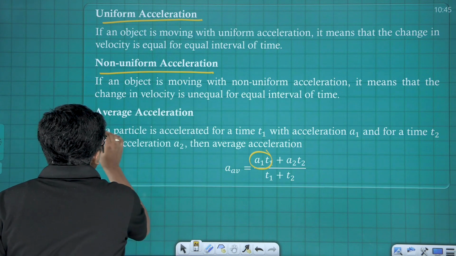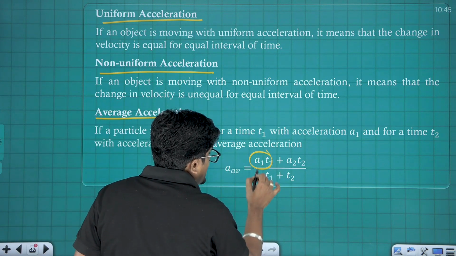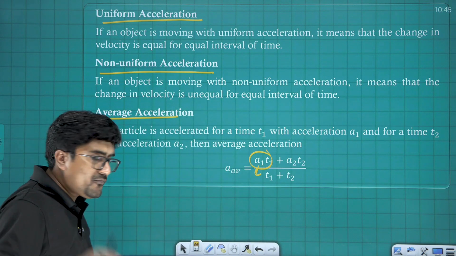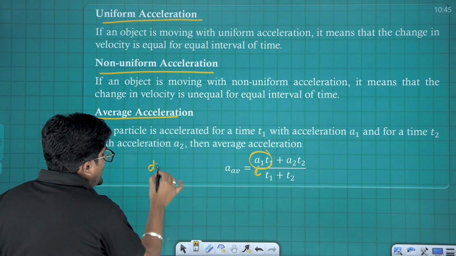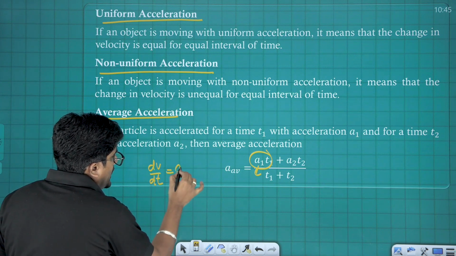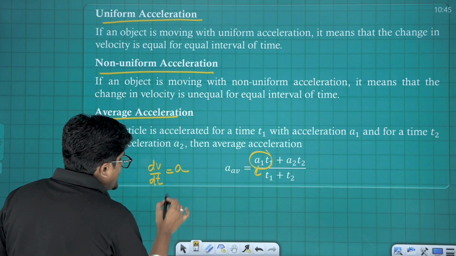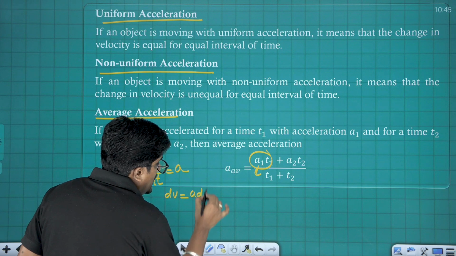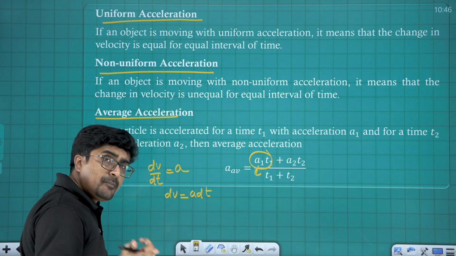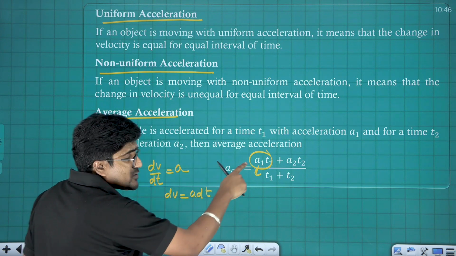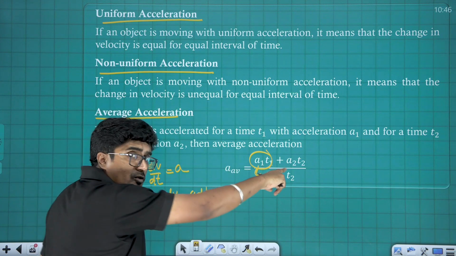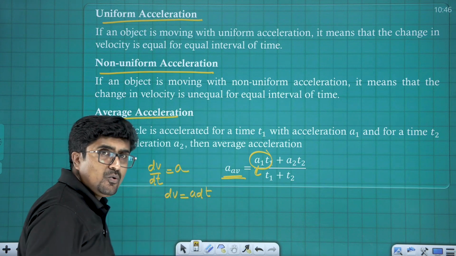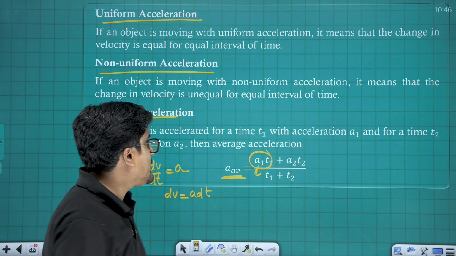Now, average acceleration: if the acceleration is a1 for a time of t1 and a2 for a time duration of t2. You all know that dv by dt equals a, so dv is a into dt. If a1 acceleration is maintained for time duration t1, the change in velocity is a1 t1, and for time duration t2 it's a2 t2, and total time taken is t1 plus t2. So a average equals a1 t1 plus a2 t2, all divided by t1 plus t2.